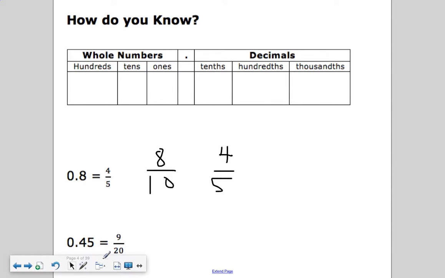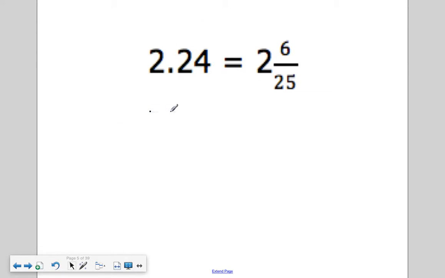How do you know 45 hundredths is equivalent to 9/20? If I divide both numbers by 5, I get the fraction 9/20. So 45/100 is equivalent to 9/20. How do you know that 2 and 24 hundredths is equivalent to 2 and 6/25?